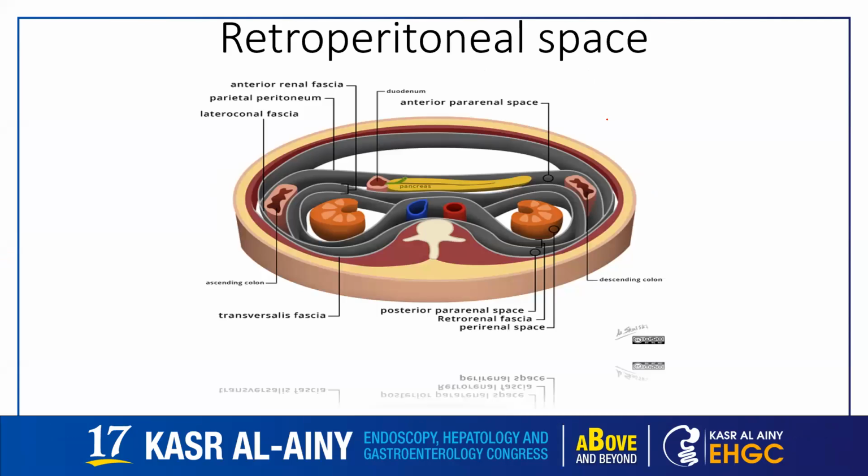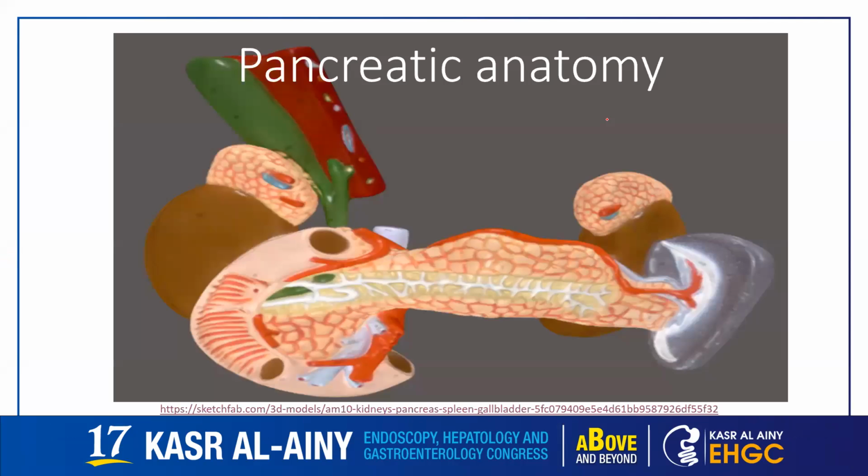The pancreas is a retroperitoneal structure of mixed endocrine-exocrine function. It is enclosed in the anterior pararenal space, separated anteriorly from the peritoneal cavity by the parietal peritoneum, and posteriorly from the kidneys by the anterior renal fascia. It's comprised of a head, body, and tail with a central main pancreatic duct.